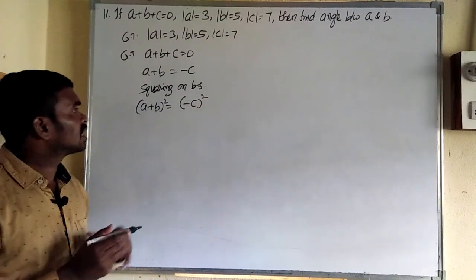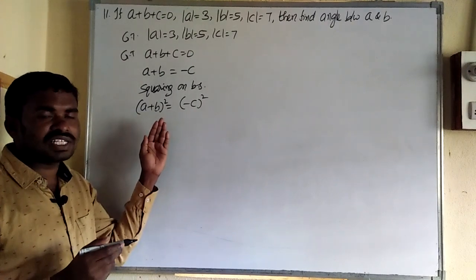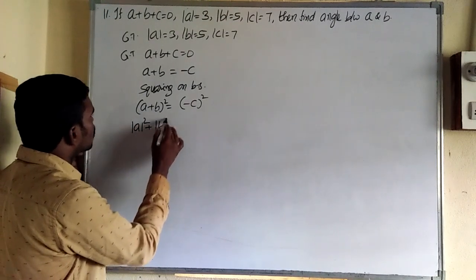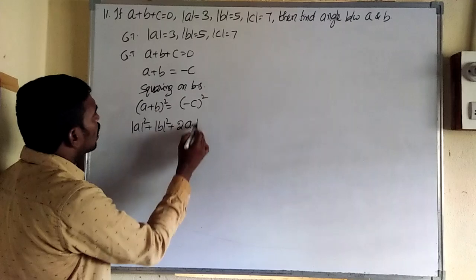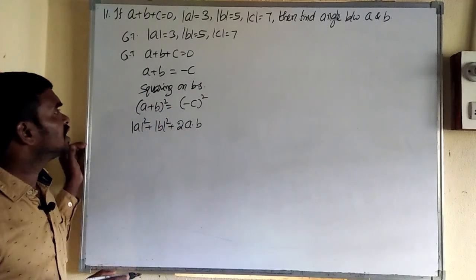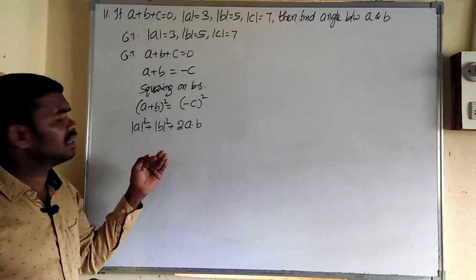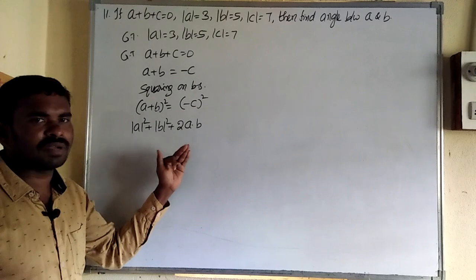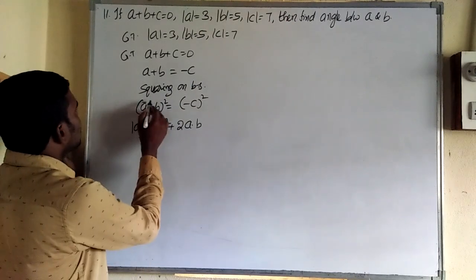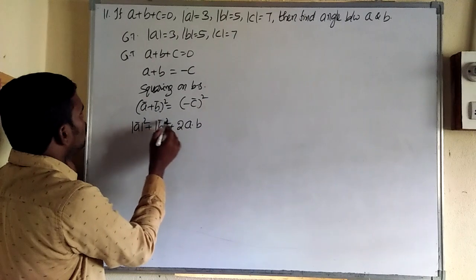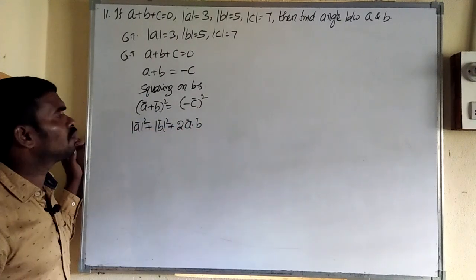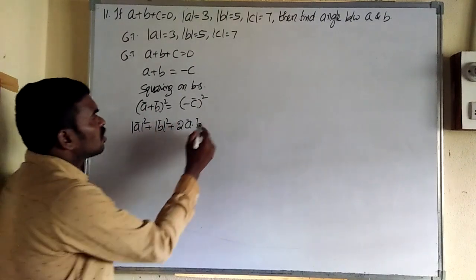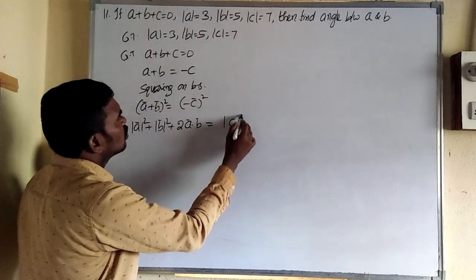In vectors, the expansion of (A plus B) whole square is mod A square plus mod B square plus 2 A dot B. So be careful. Generally, the expansion of (A plus B) whole square is A square plus B square plus 2AB, but in vectors, A is a vector and B is a vector. So we write mod A square plus mod B square plus 2 A dot B, not mod A mod B, which is equal to mod C whole square.